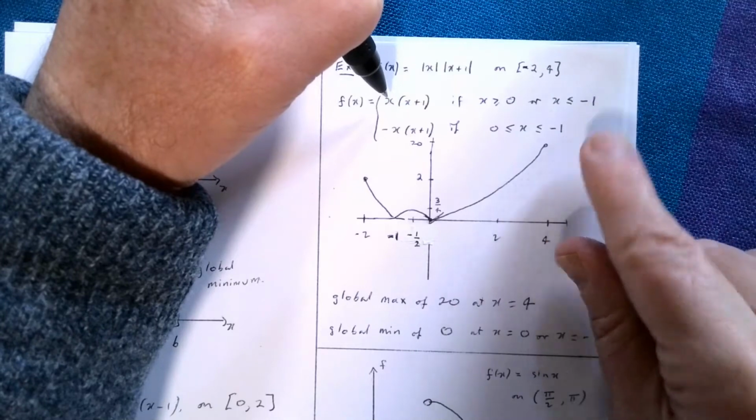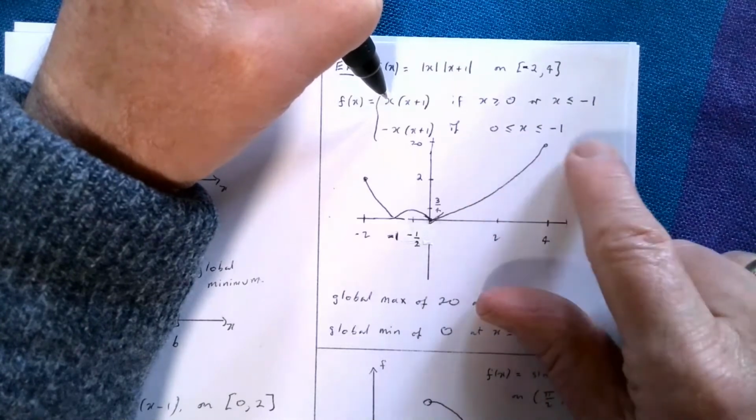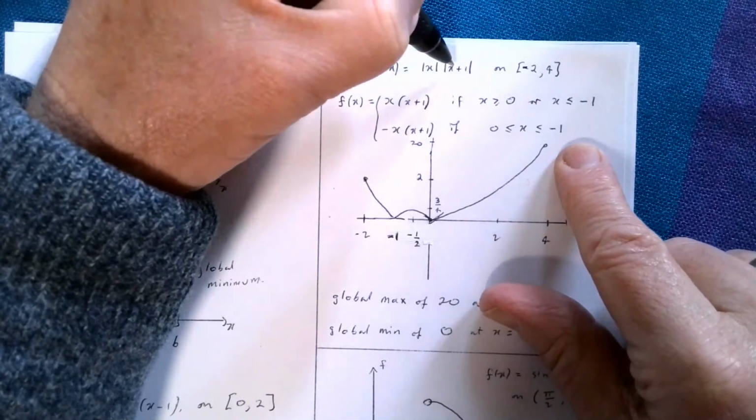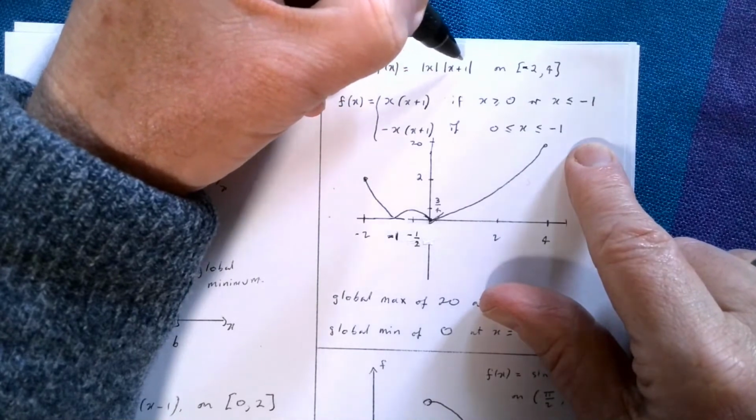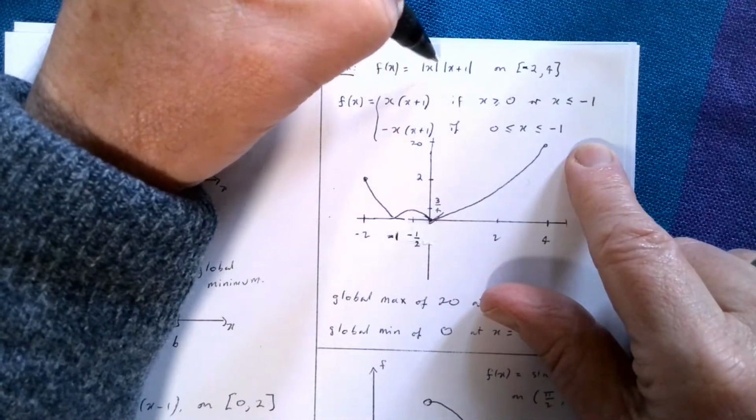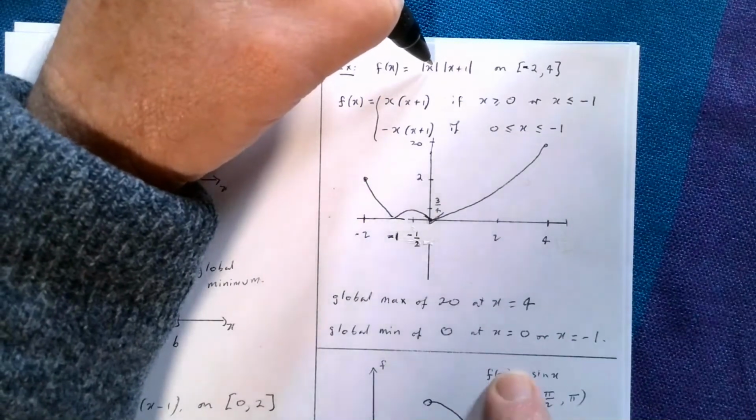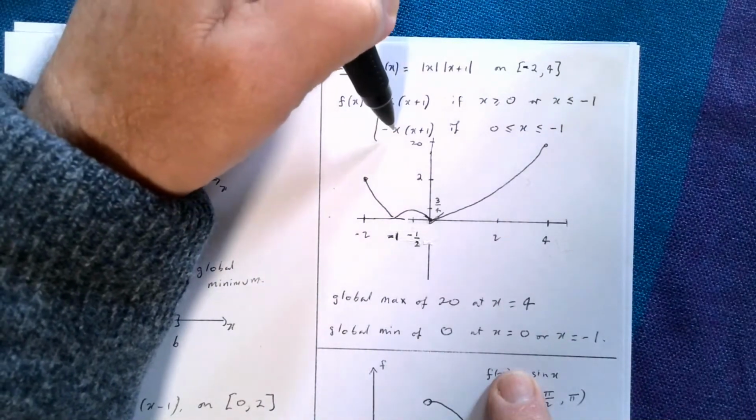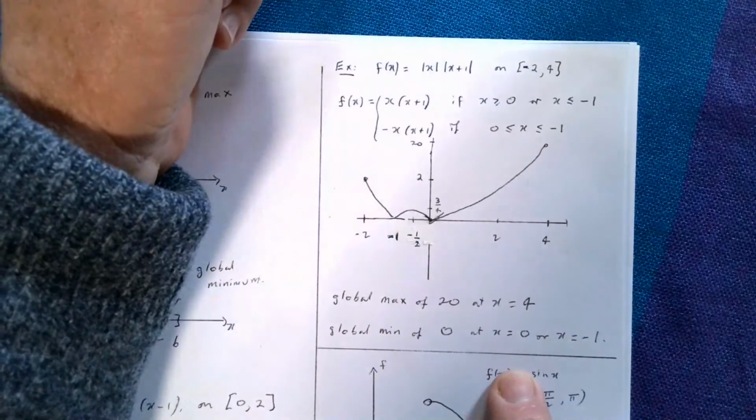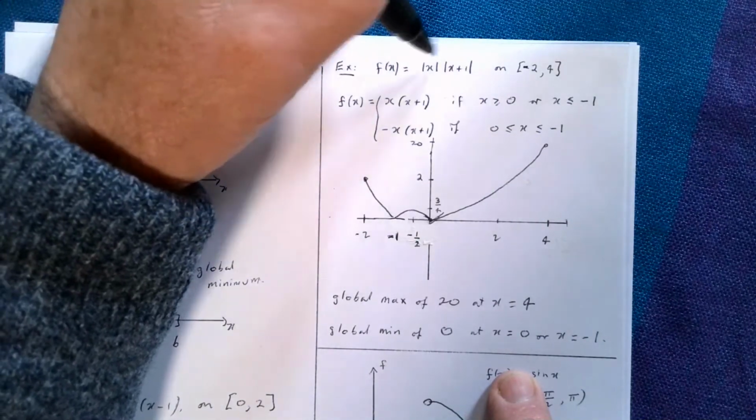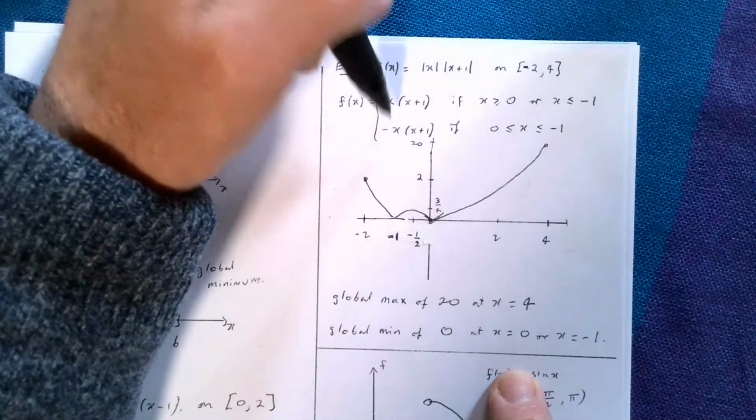In the case where we're in between 0 and -1, then x will be negative, but x plus 1 will be positive. And so the absolute value of a negative number is minus that number. So I'll get -x times x plus 1. So that's what this function looks like once I unpack it.